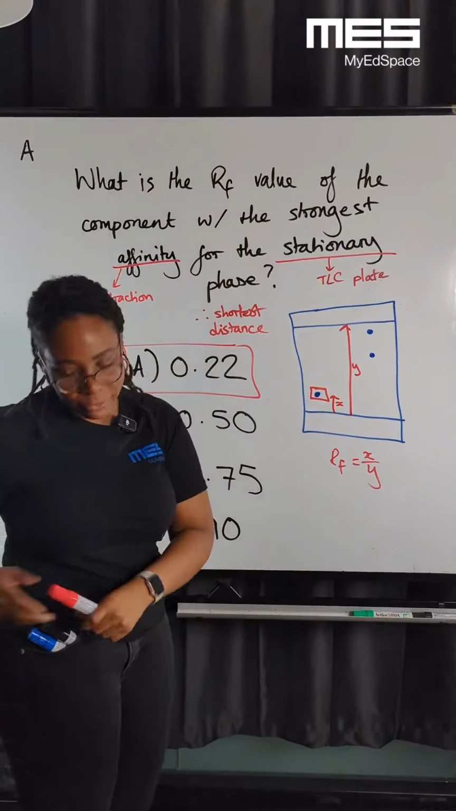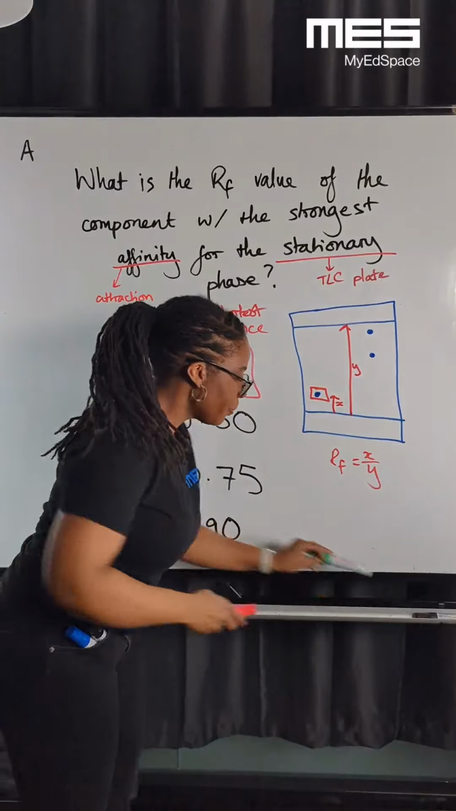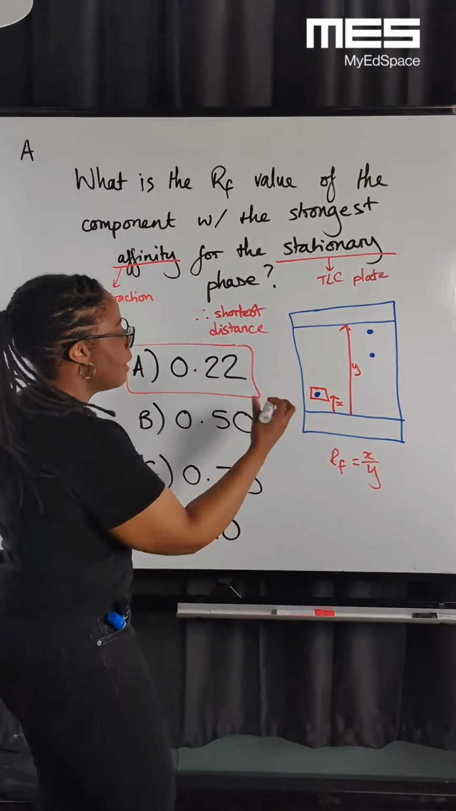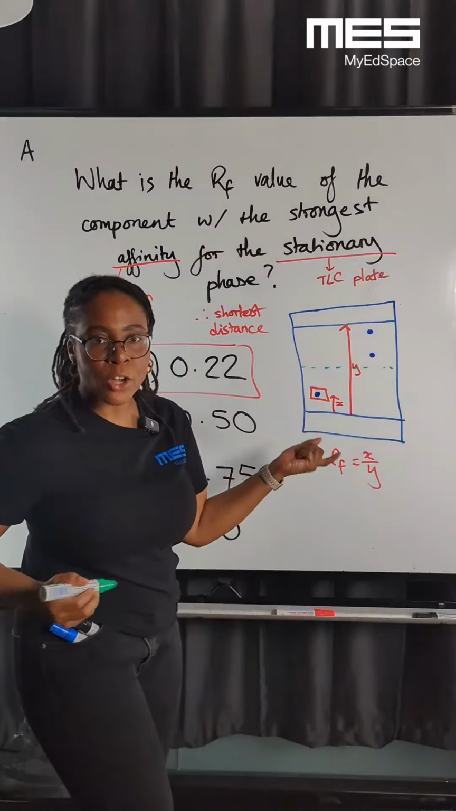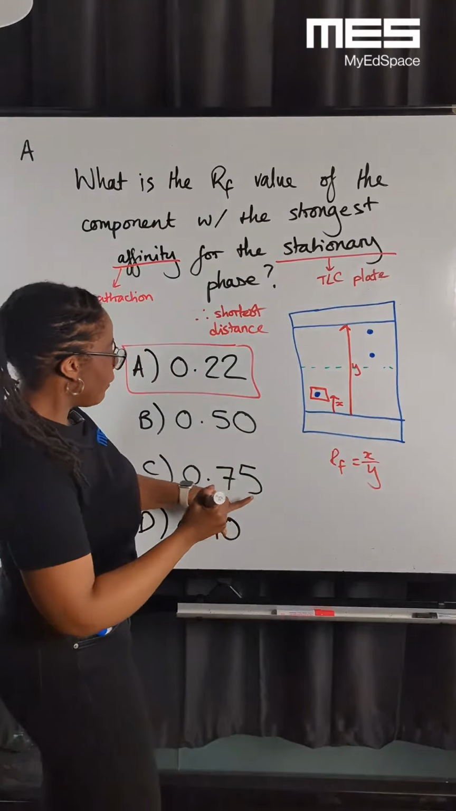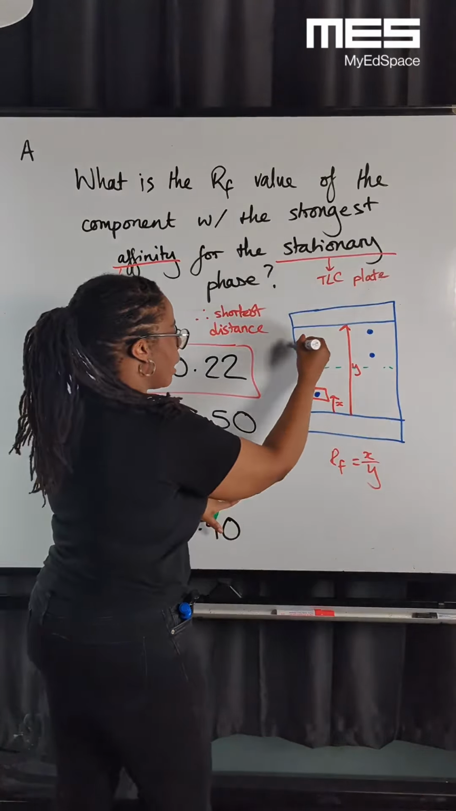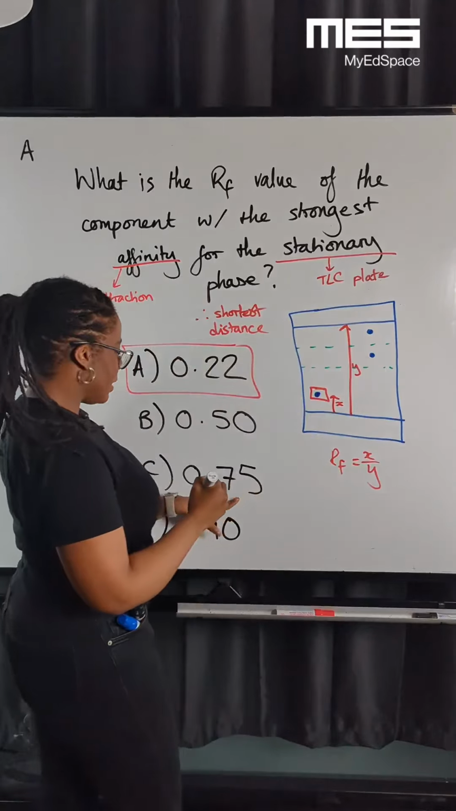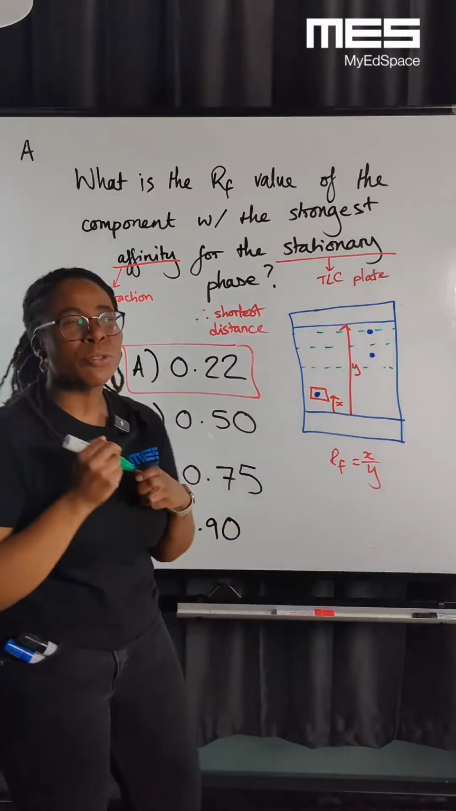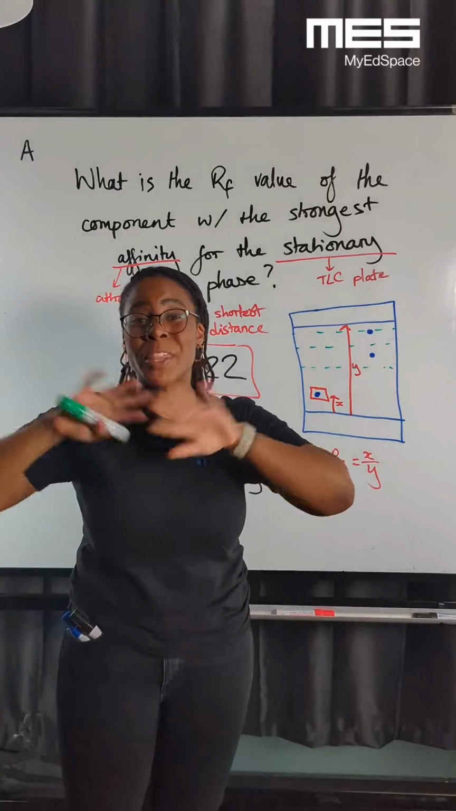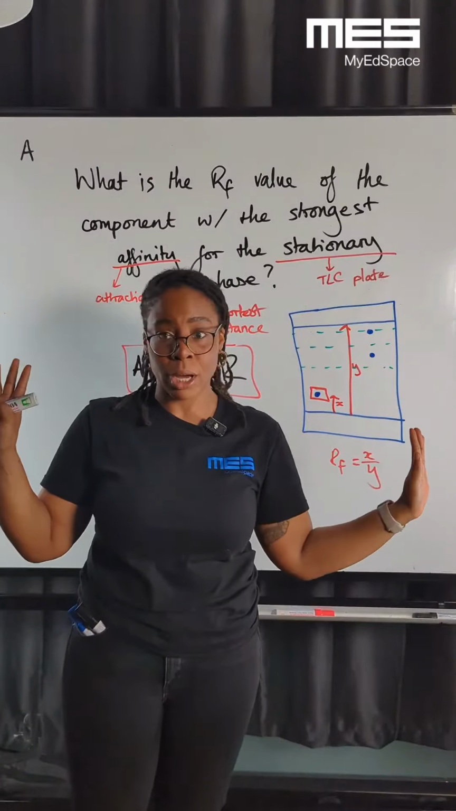Because if it was 0.50, let's get another pen. If it was 0.50, that means that our spot would have traveled approximately halfway, right? X over Y would be equal to 0.5. If it was 0.75, we'd be looking up about here. And if it was 0.90, we'd be looking around there. So 0.22 is the only sensible answer without even having to crack open your ruler.